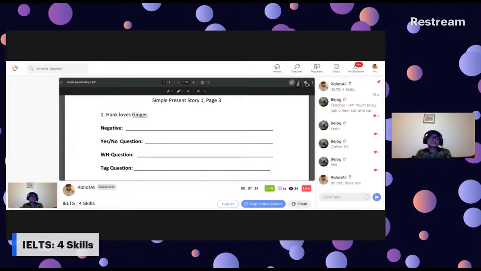Okay. So the main sentence is Hank loves Ginger. So Hank doesn't love Ginger. We're making a negative sentence. Does Hank love Ginger? We have to remember Hank is third person singular number. That's why we have to use doesn't rather than do not. Okay. And then a WH question, why doesn't Hank love Ginger, for instance?